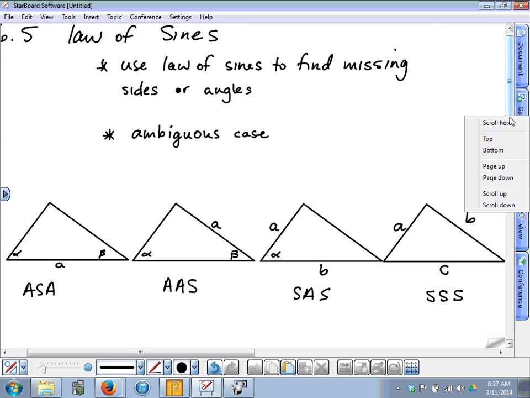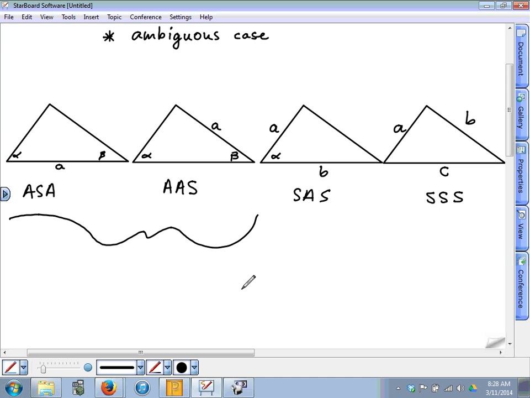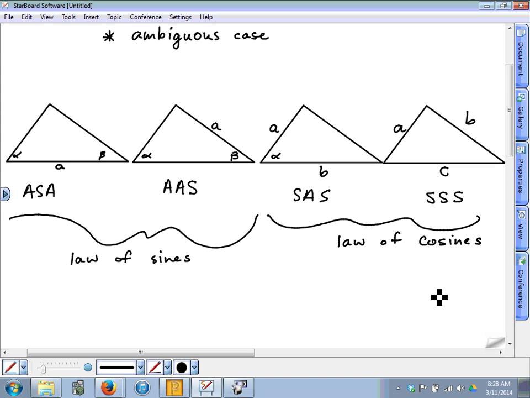These first 2, if it's angle, side, angle, or angle, angle, side, are going to be solved using the law of sines. If it's side, angle, side, or side, side, side, those have to be solved using the law of cosines, which we'll talk about next time. That's the lesson for Thursday. Now we are missing one.